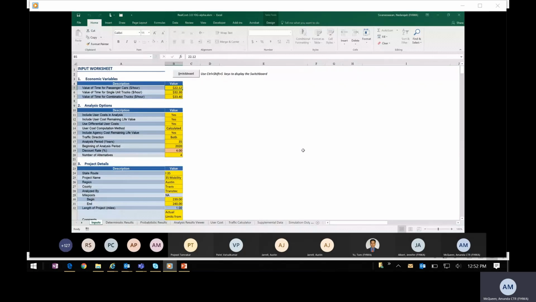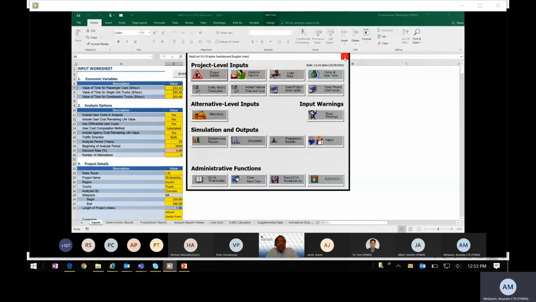So the switchboard is there, and most of the input and analysis functions remain the same. The primary enhancement is that some of you might have found out that the current version of RealCost was only compatible with the 32-bit version of Excel. It did not work on the 64-bit version of Excel. Again, this is about the Excel version, not the operating system, because most operating systems are now 64-bit anyway. So this updated version will be operational on both versions of Excel.